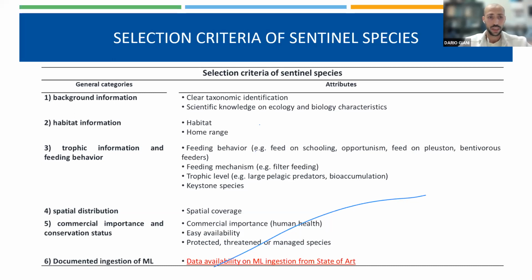Moving to the spatial distribution of the animal, we have a large, medium or small home range for the different animals, and the commercial importance and the conservation status of the species. So the commercial importance for human health, and whether a species is protected, threatened, or managed. And finally, the documented ingestion of marine litter from studies in the bibliographic research.